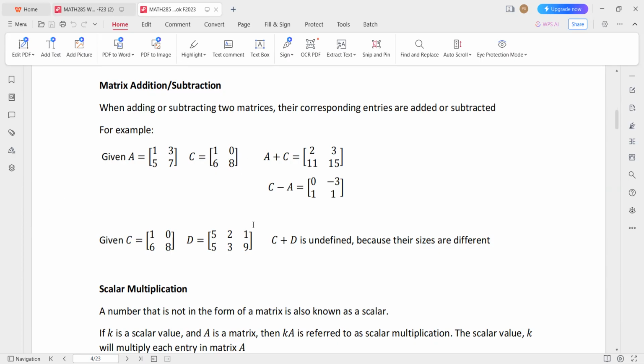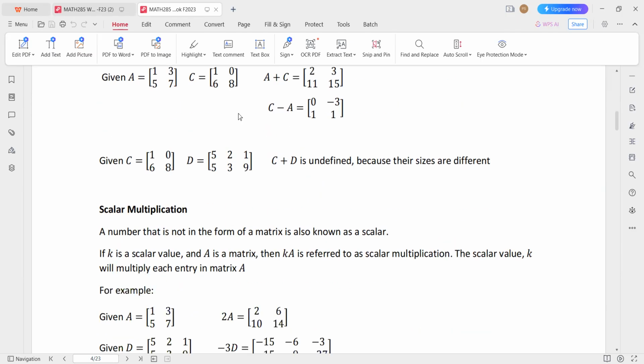So if you are to do the addition of A and C, you're basically going to have 1 plus 1 gives you 2, which is what you have here. 3 plus 0 gives you 3. 5 plus 6 gives you 11. 7 plus 8 gives you 15. And if you want to do C minus A, you basically have 1 minus 1 gives you 0. 0 minus 3 gives you minus 3. 6 minus 5 gives you 1. 8 minus 7 gives you 1.